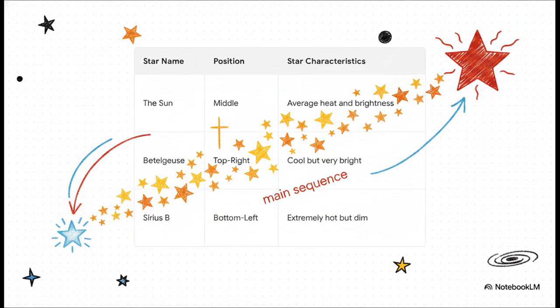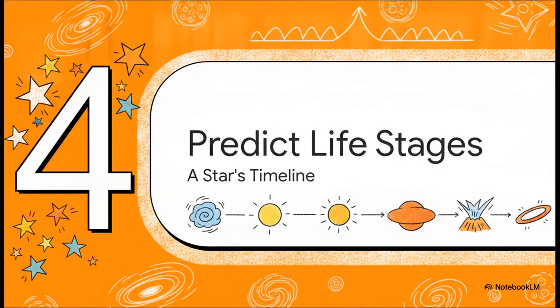It just brilliantly illustrates how the cool but bright Betelgeuse sits vastly far away from the hot but dim Sirius B, with our sun chilling right in the middle. Which brings us to Section 4, Predicting Stellar Life Stages, a star's timeline.